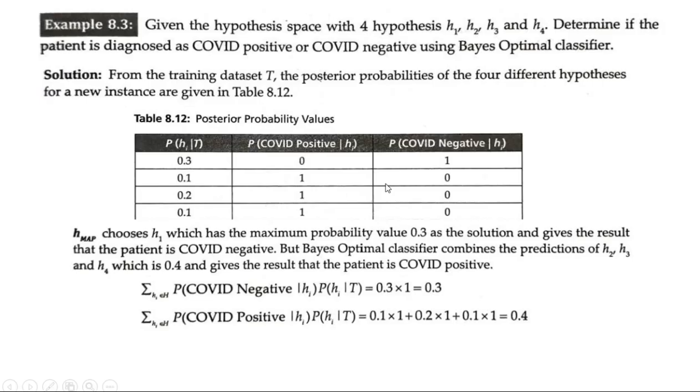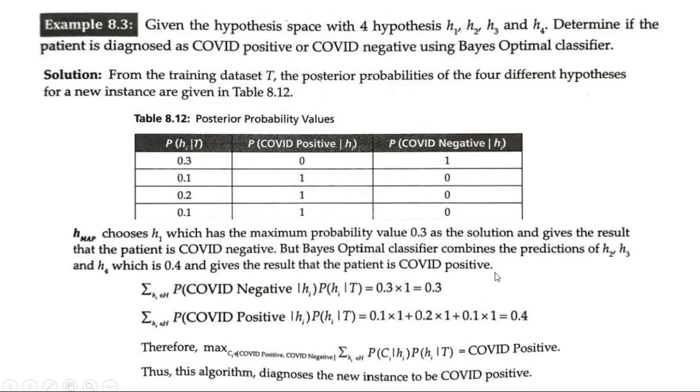So how do you do it for positive? Here it is 0.1 into 1, plus 0.2 into 1, plus 0.1 into 1, plus 0.3 into 0. Anyway, it is 0 here. So I am getting that value as 0.4. Out of these two, this is more: the probability 0.4 is more than 0.3.